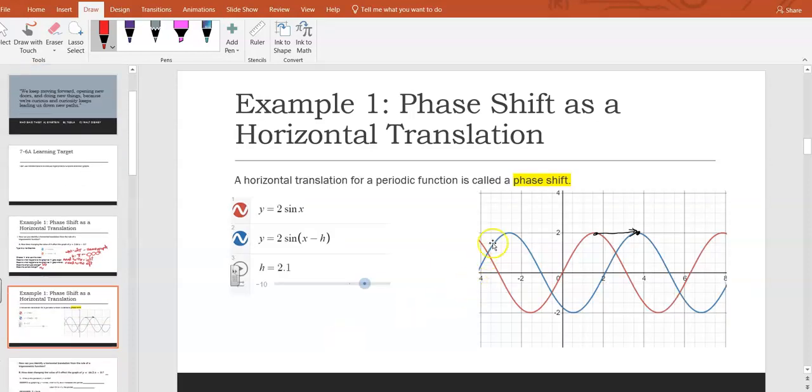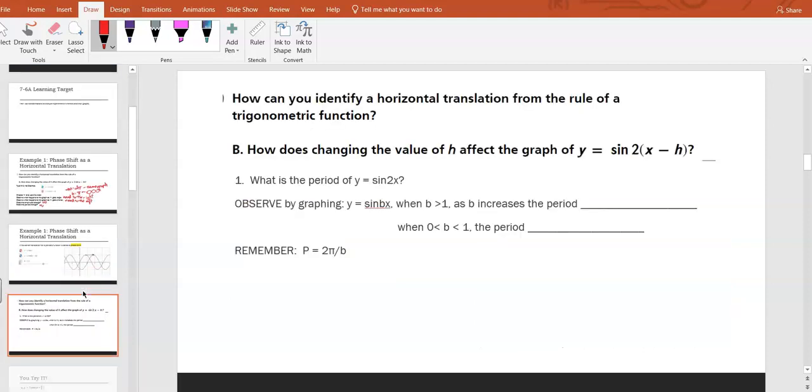And here I just drew a picture of when I had h equal to 2.1. I noticed that it moved to the right. It shifted to the right. And then this is called a phase shift. So that's the definition of a horizontal translation when it comes to periodic functions. Phase shift. We noticed how those lined up too.